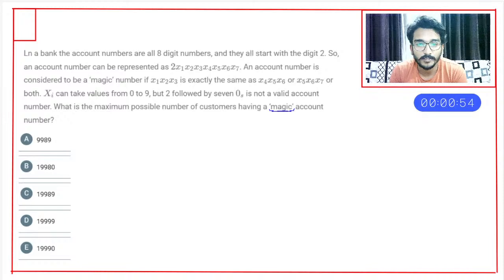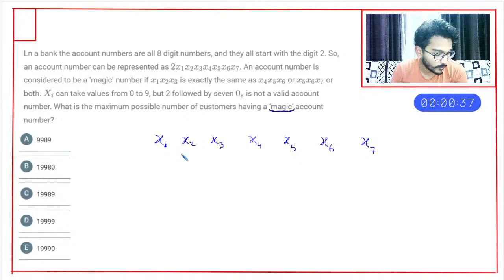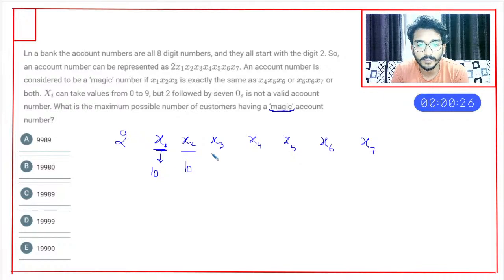All right, so let's solve this question now. We have x1, x2, x3, x4, x5, x6, and x7. I'm finding the maximum possibilities and then I will exclude the remaining cases. So what are the possibilities? There is a 2 written here, so it is not the first place. I can write all the 10 digits here. All the 10 possibilities can be written in these 3 blanks.